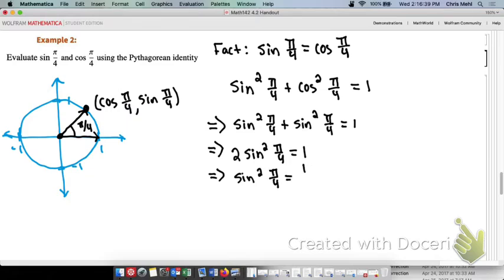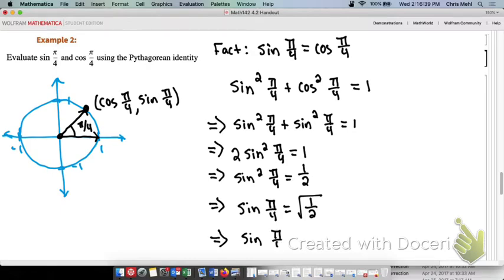Sine squared pi over 4 is going to equal 1/2. And taking a square root on both sides, sine of pi over 4, technically it's plus or minus 1 over the square root of 2, but since we're in the first quadrant and sine is the y-coordinate, sine has to be positive valued. So we actually end up getting the square root of 1/2. And you can take the square root of the numerator and the denominator.